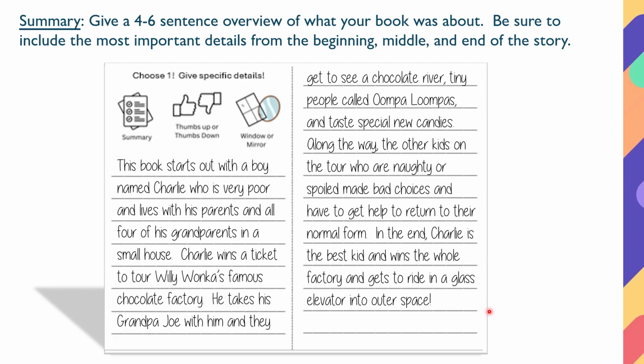In the end, you can see here I'm about to tell the ending. In the end, Charlie is the best kid and wins the whole factory and gets to ride in a glass elevator into outer space. So I can see the beginning, the middle, and the end. It gives me 4 to 6 sentences and includes the most important details. Sometimes kids will tell me the beginning and then say, but I don't want to spoil it for you. This isn't the place to do that. You can spoil away. I want to know what you learned. So this is what a good example of a summary looks like.